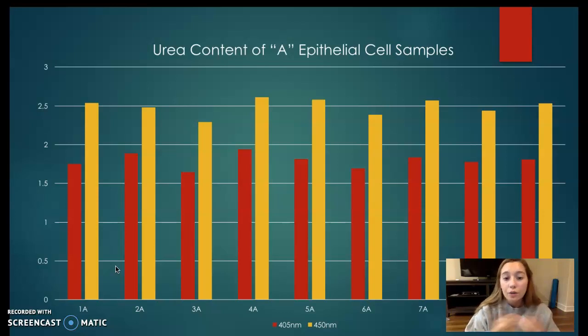As you can see from this data, 4A actually ended up having the highest urea content, which was really interesting. There were a few others close behind, but that's just to show you what the raw samples, without being exposed to any liquid, showed us.